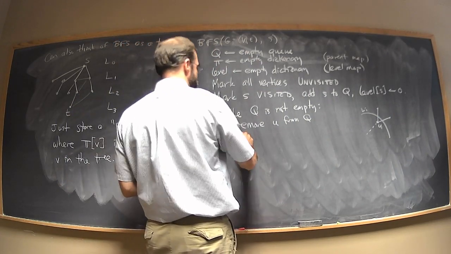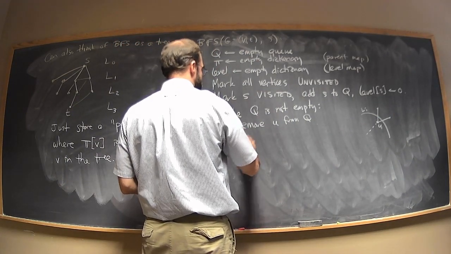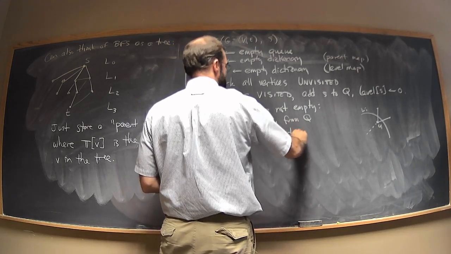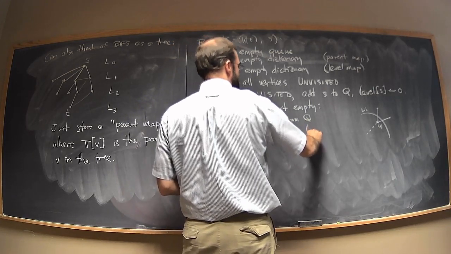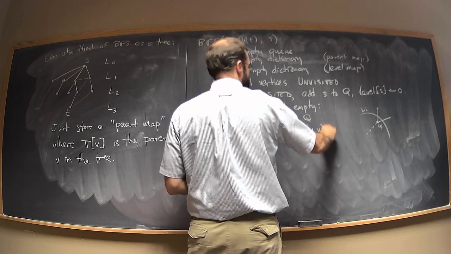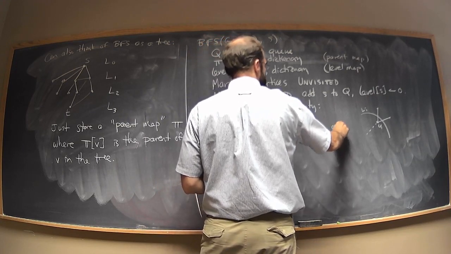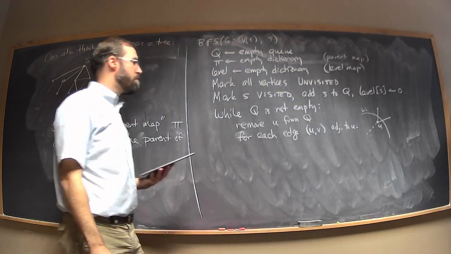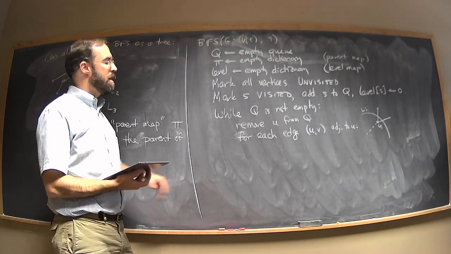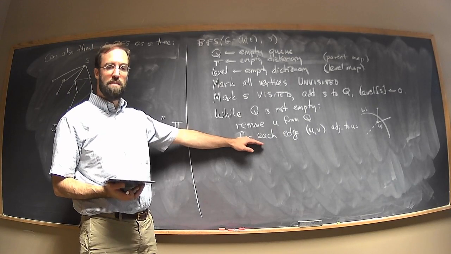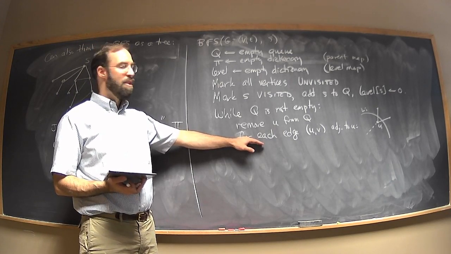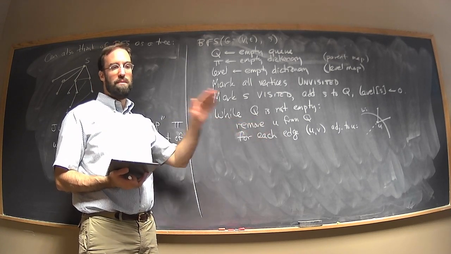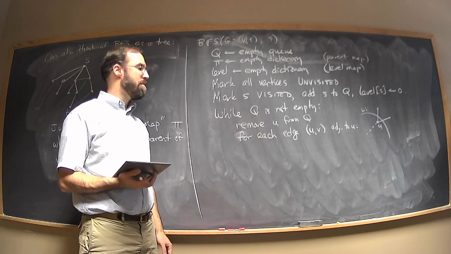So for each edge (u, v) adjacent to u, and here we see why it's nice to have the adjacency list representation, because for our vertex u, we can quickly look up and see what are the edges going out of u.